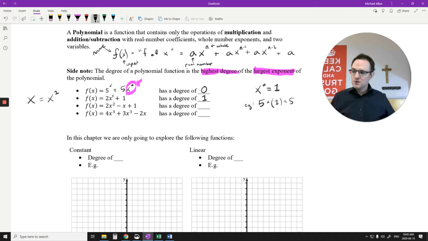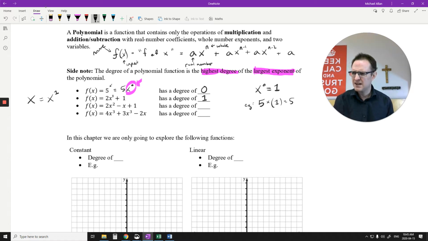Now, the reason I'm talking about the degree is that the degree of the function tells us the shape of the graph and its characteristics. Where does it start? Where does it end? Which way is it going? Is there a min? Is there a max? Okay. We'll get to those kind of characteristics later on.